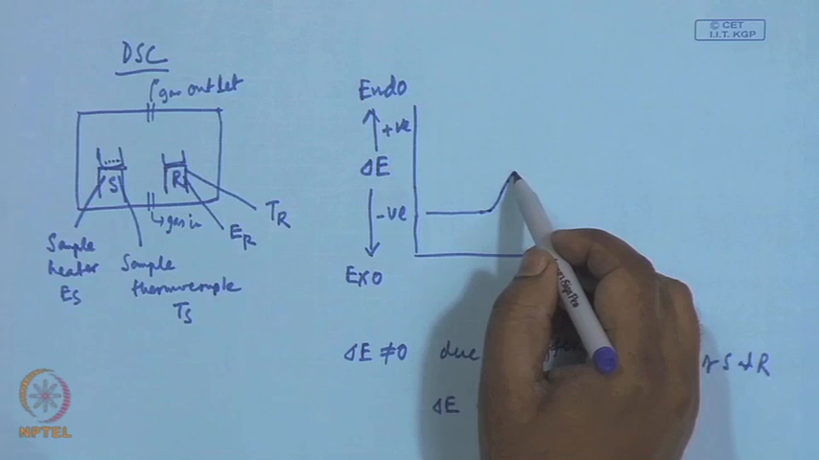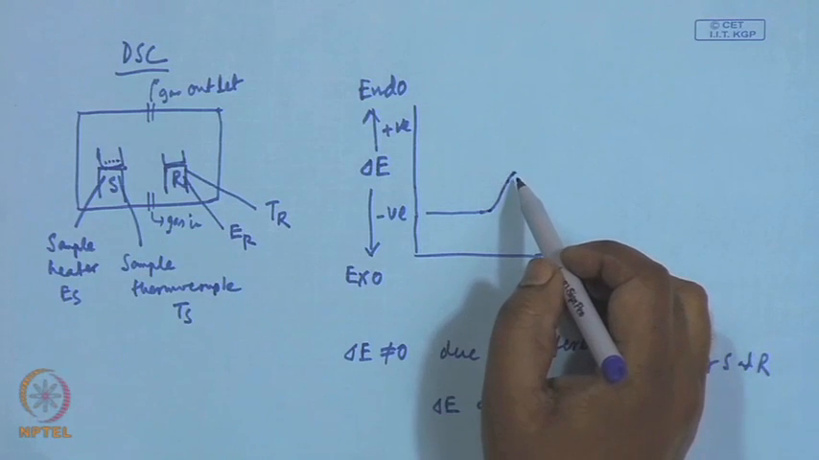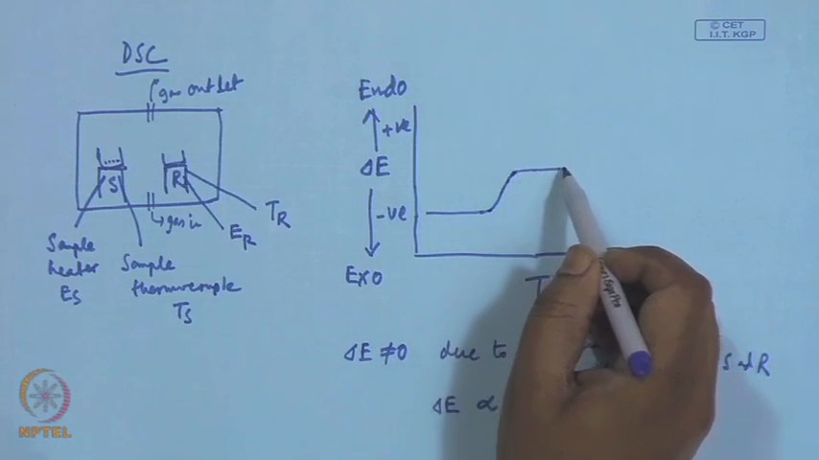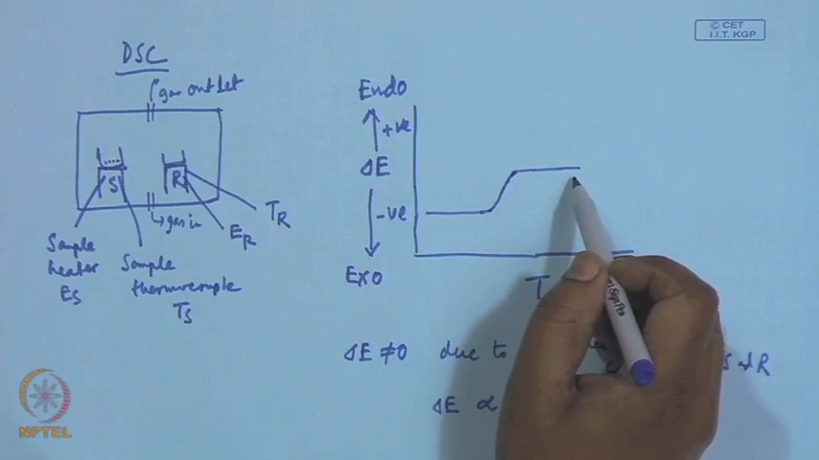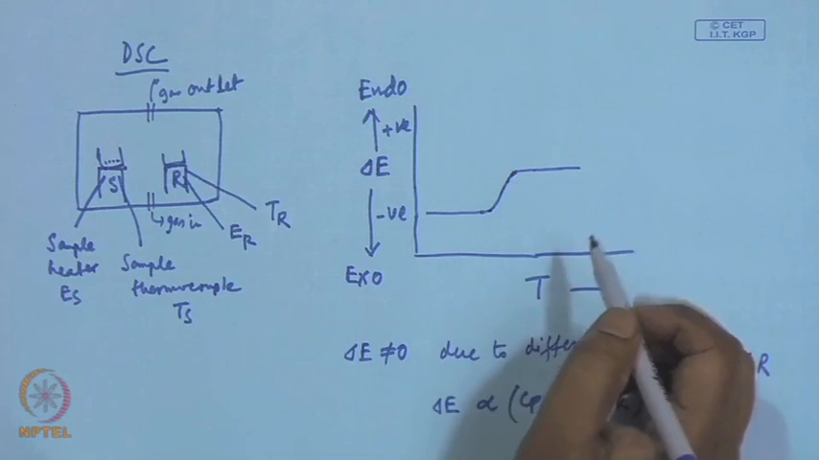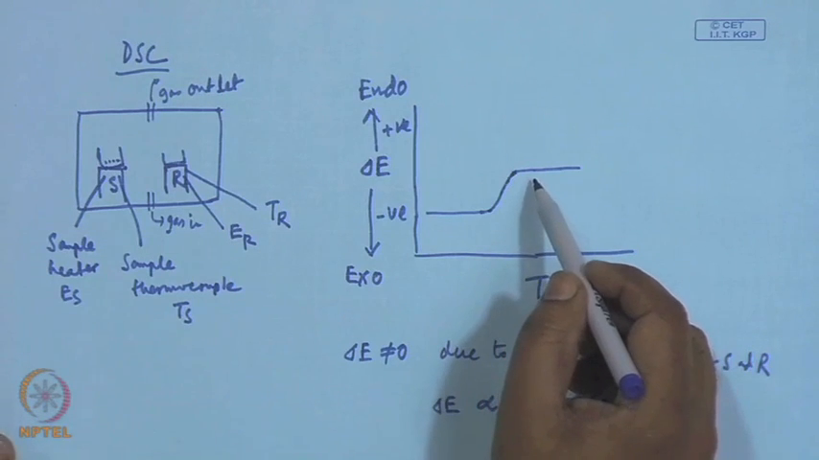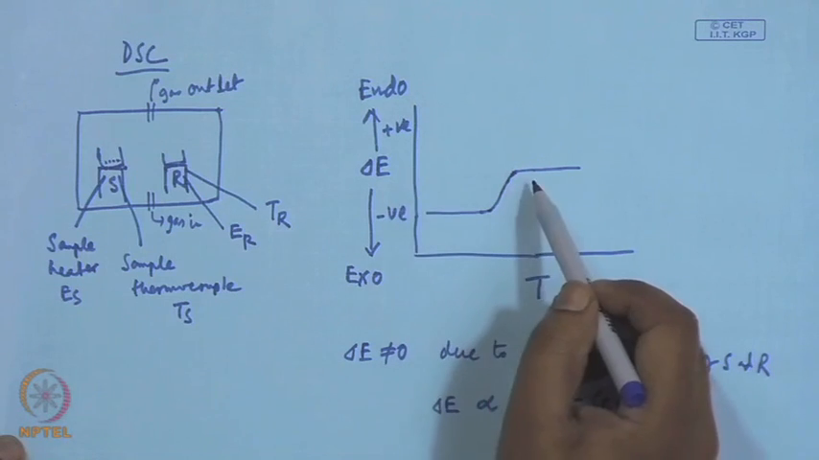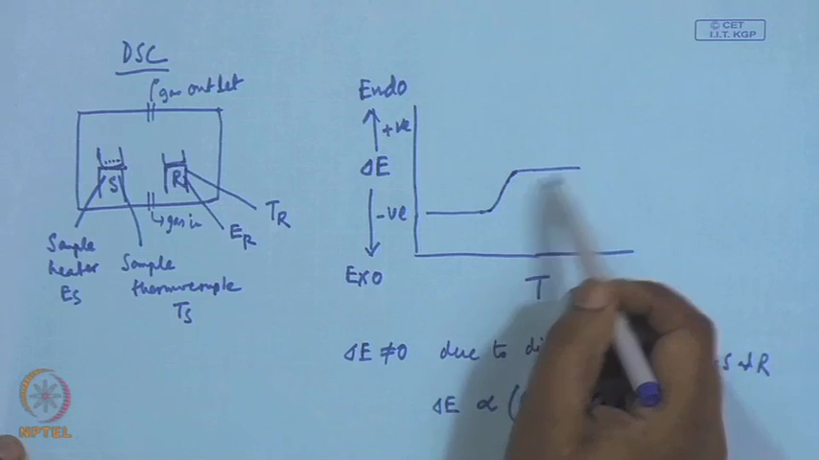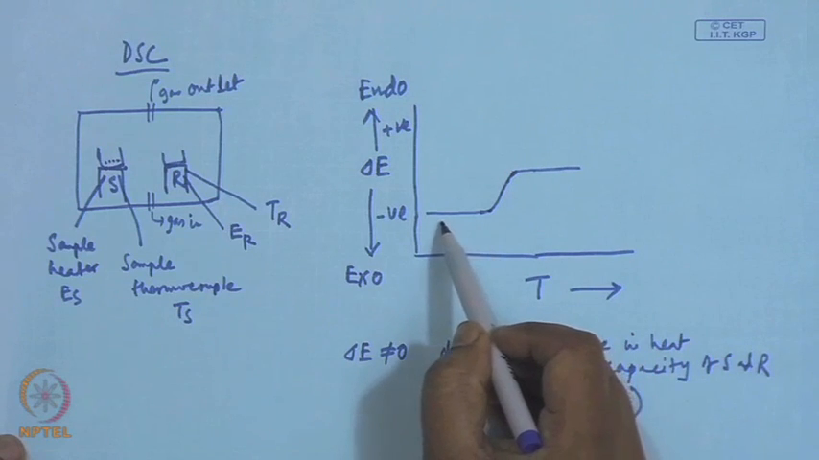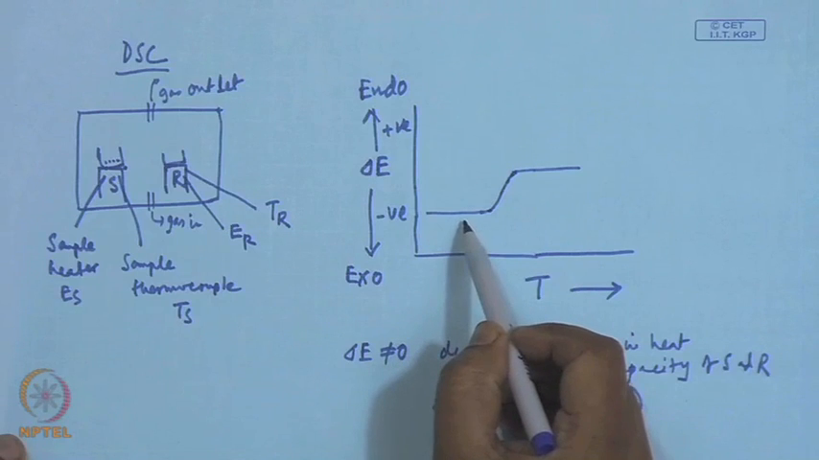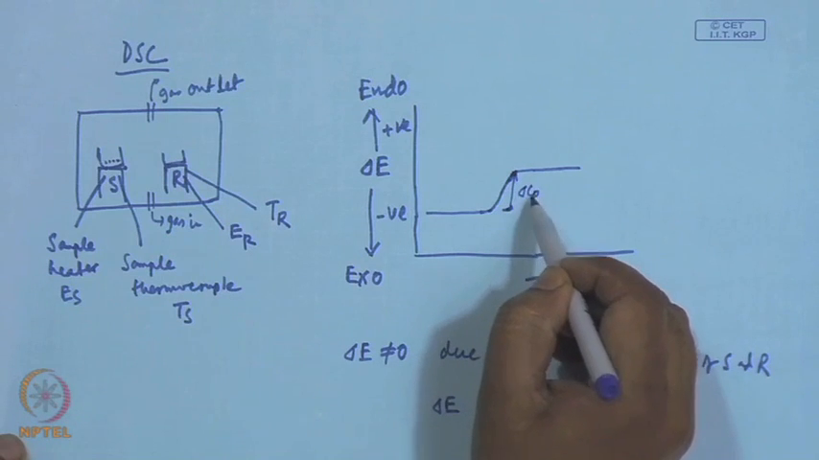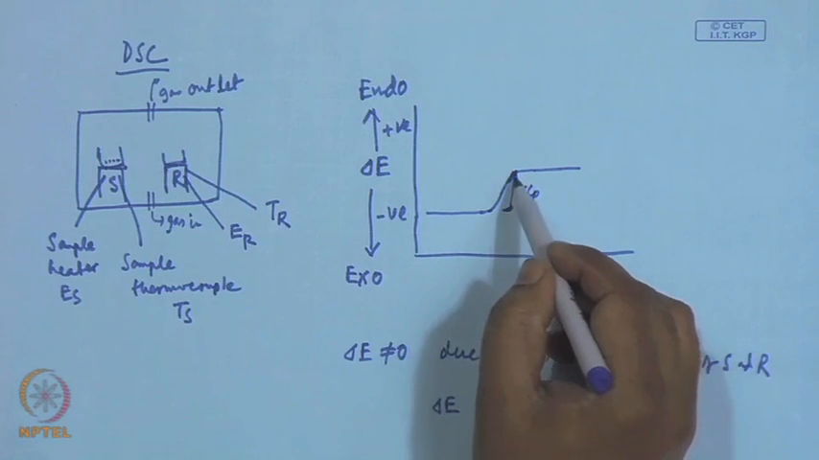and then once the glass transition is over, it will again remain constant, because the heat capacity of the rubbery state is typically higher than that of the glassy state. The delta E value will be higher in the rubbery state compared to the glassy state, and this difference will give the delta Cp between the glassy state and the rubbery state.